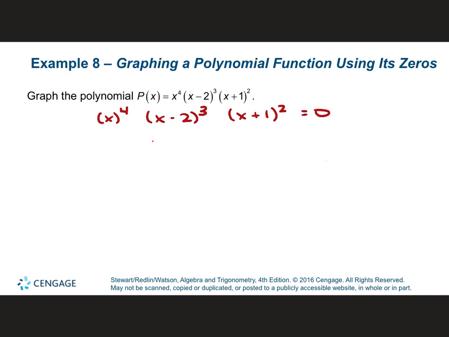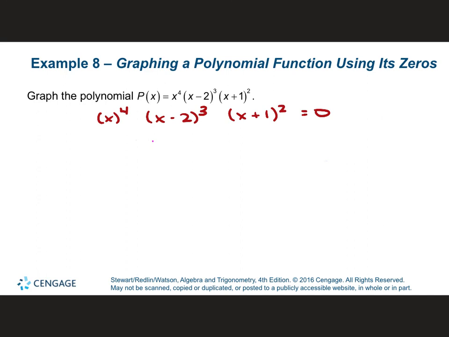So with this, that x to the 4th power, that answer that you're going to get there when you set what's in the parentheses equal to 0 and solve, is going to happen 4 times. So it would have a multiplicity of 4. The x minus 2 to the 3rd power, when you set the x minus 2 equal to 0 and solve for x, it's going to happen 3 times. So it would have a multiplicity of 3. If you set the x plus 1 equal to 0 and solve for x, whatever you get is going to happen twice because that's squared that's on there.